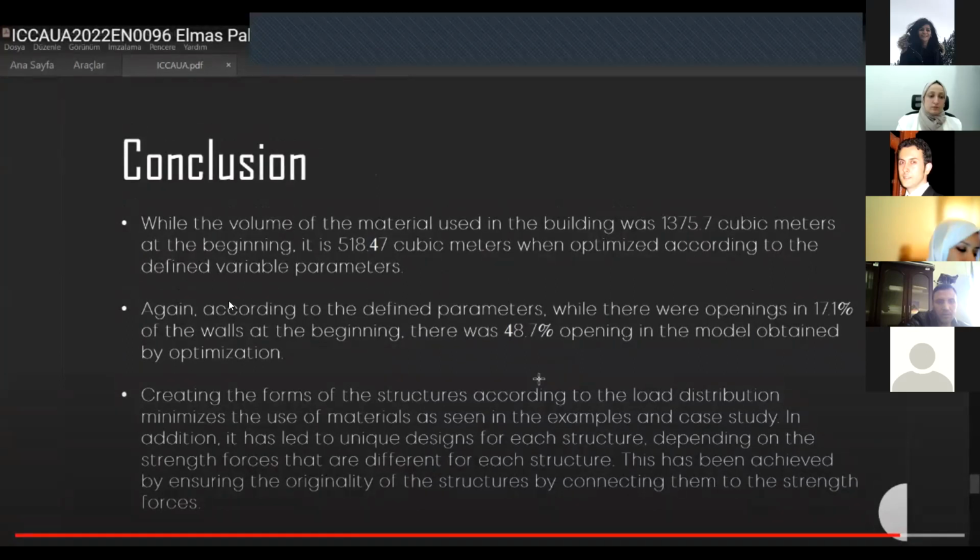Again, according to the defined parameters, I don't know whether it's a general problem or the problem is from my side.